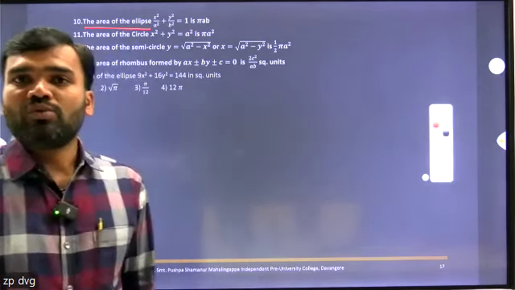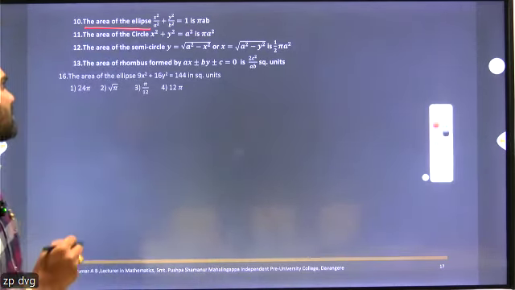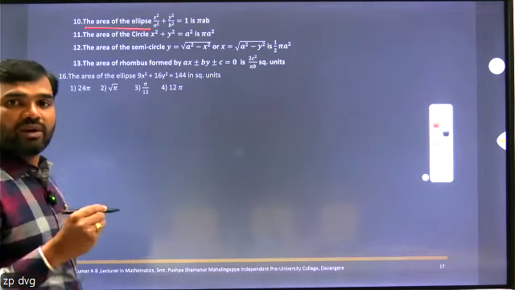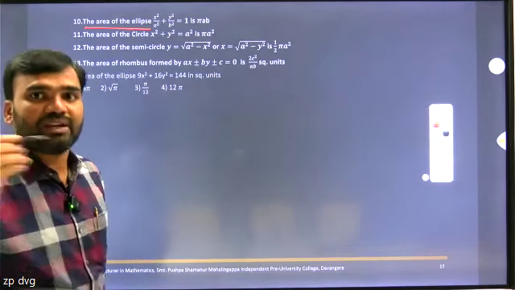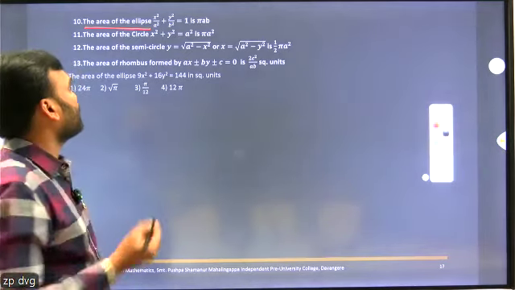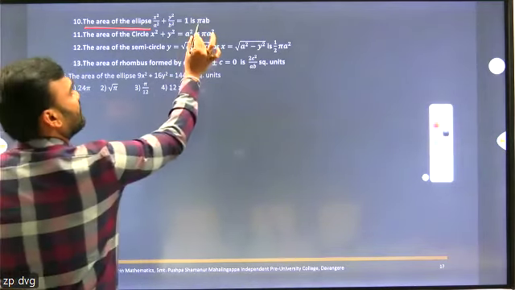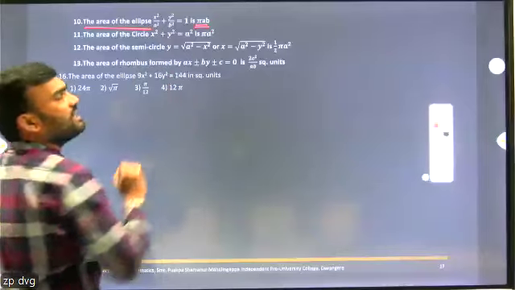Actually, in PU they ask this as a 5 marks question. In that, we have to spend 5 to 6 minutes. But here, directly, we can take the answer as pi ab.